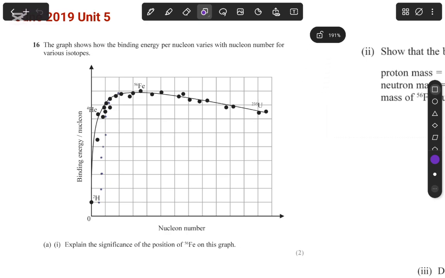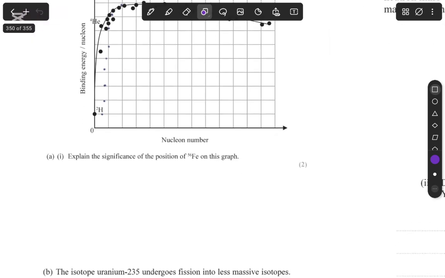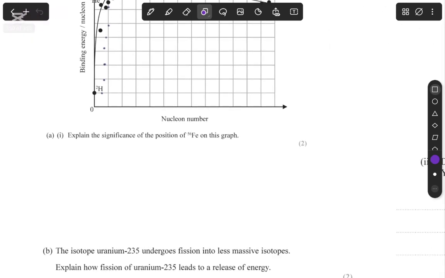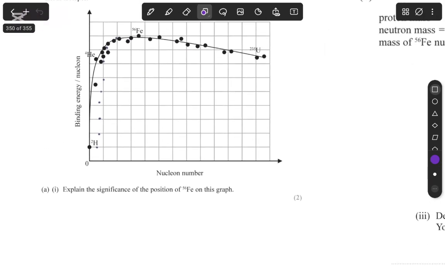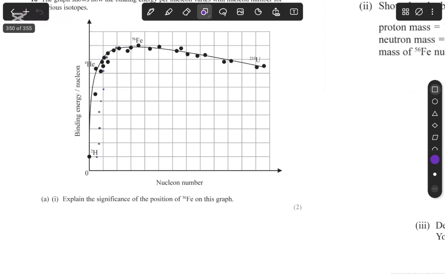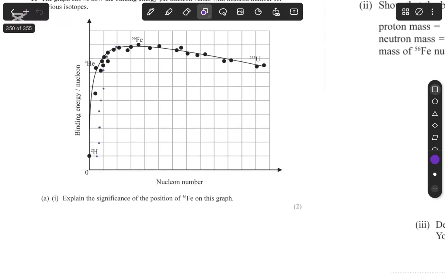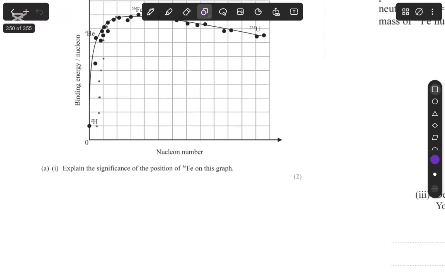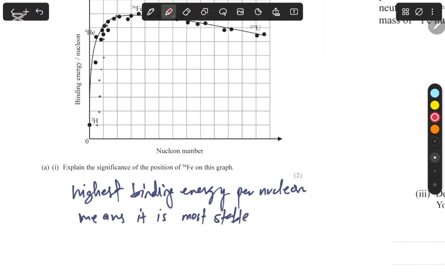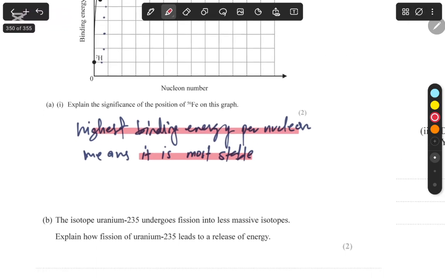The graph shows how the binding energy per nucleon varies with nucleon number for various isotopes. Explain the significance of the position of iron-56. So iron-56 is at the top, so it has the highest binding energy per nucleon, and that means that it has the most stability. So highest binding energy per nucleon gives you 1 mark, and the second mark is that it is most stable. So this is something simple. Let's move on to the next part.